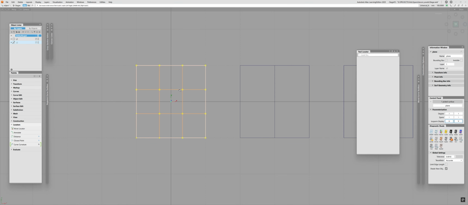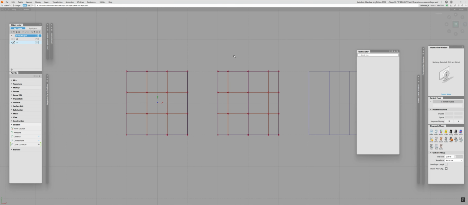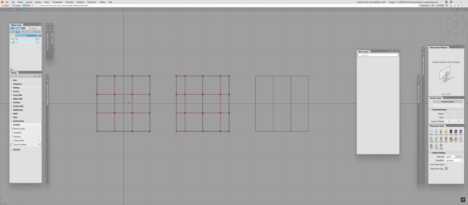So this surface is 1 span. This surface is still 3 by 3 degrees. It is 2 spans. This surface is 3 spans. So basically, they have more subdivisions.